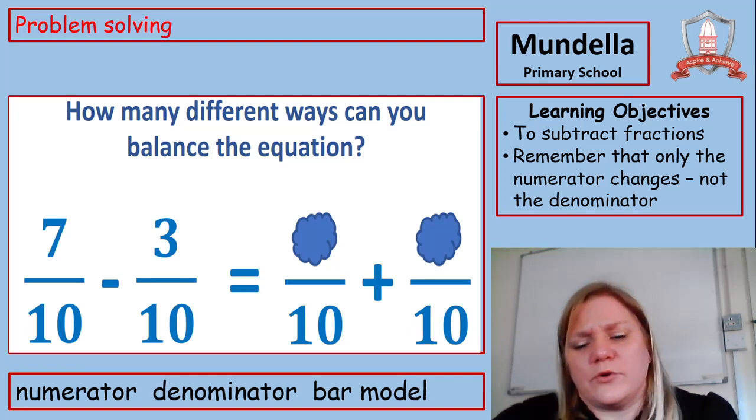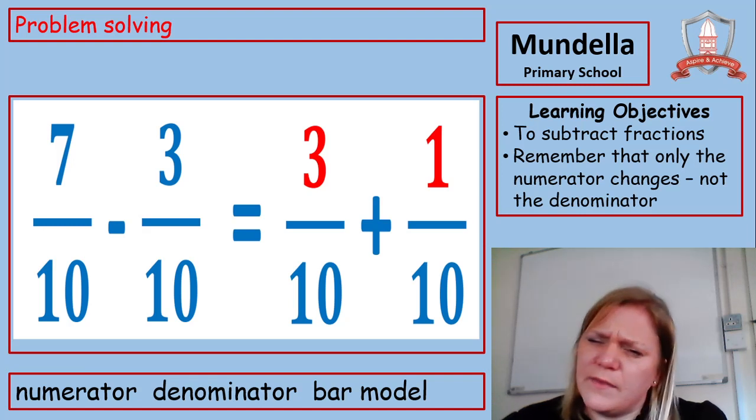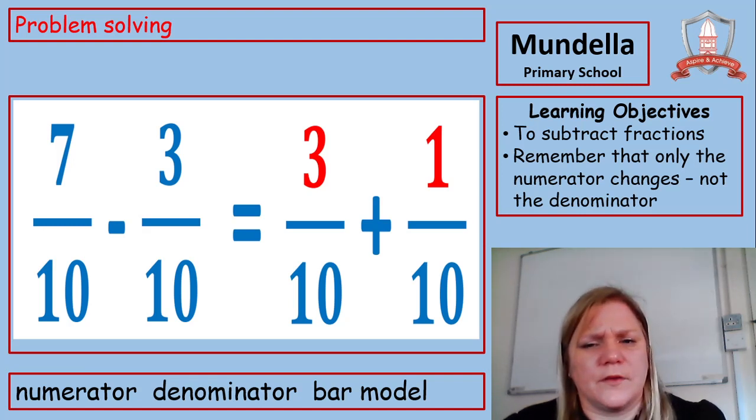So I've got a solution here. 4/10 is equal to 3/10 add 1/10. But is that the only answer? Did you think of anything else?